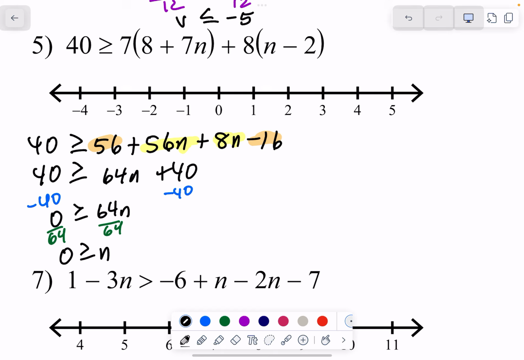Now this is one we do have to turn, because the 0 is on the left side. Exactly, so let's turn that around, and we get that n is less than or equal to 0. So now it's solved. It's in the correct order.